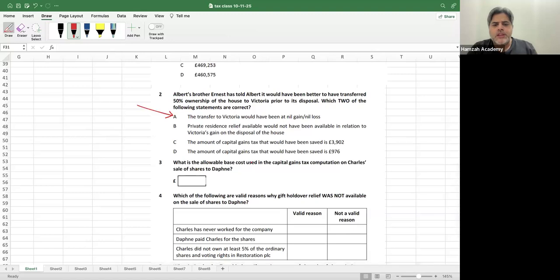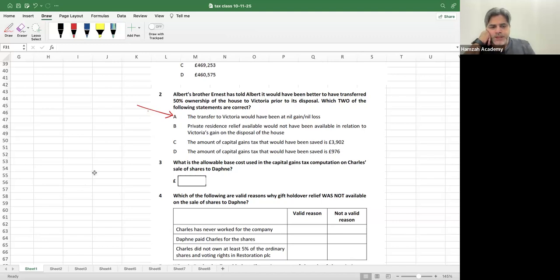So why wouldn't the Victoria's gain on the disposal of the house, the relief is not going to be available? The relief is going to be available over here, right? It would have enabled her to claim for as far as the relief is concerned, right? So this statement is wrong, saying that the relief is not available to her, and then the amount of the capital gain tax that would have been saved is 3902, and then the amount of the capital gain tax that would have been saved is 976 over here.